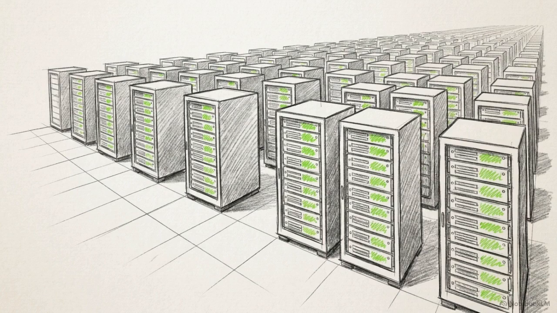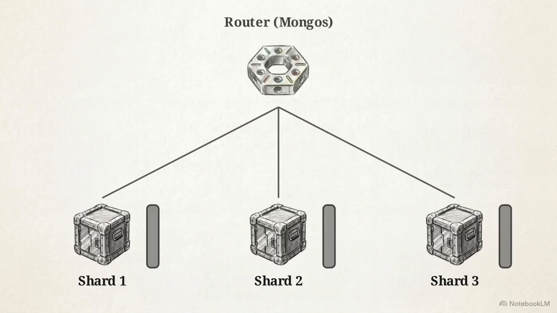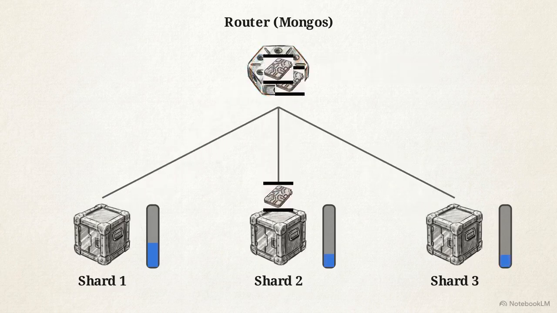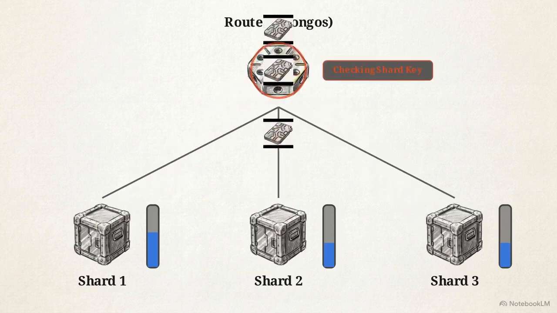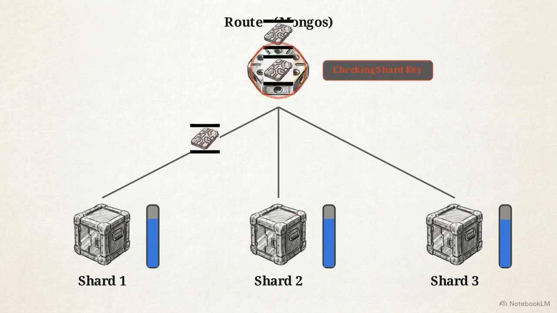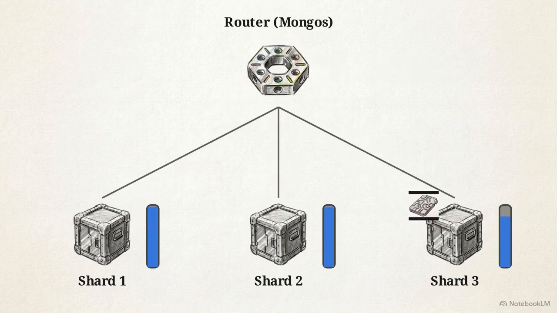Independent documents are distributed across a cluster of commodity servers. This topology shows horizontal sharding. A central router node intercepts incoming BSON documents and uses a shard key to balance read and write traffic across multiple server nodes. This linear scale-out capability allows systems to handle petabytes of data without hitting a single machine hardware bottleneck.